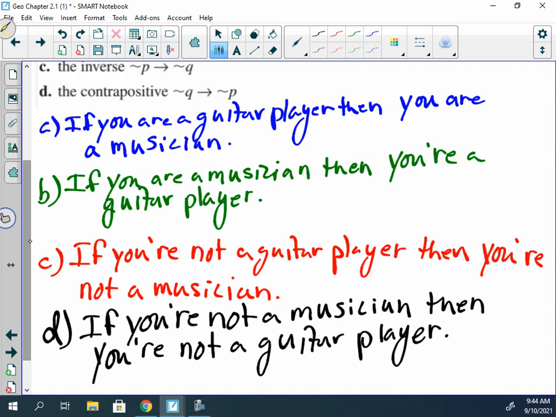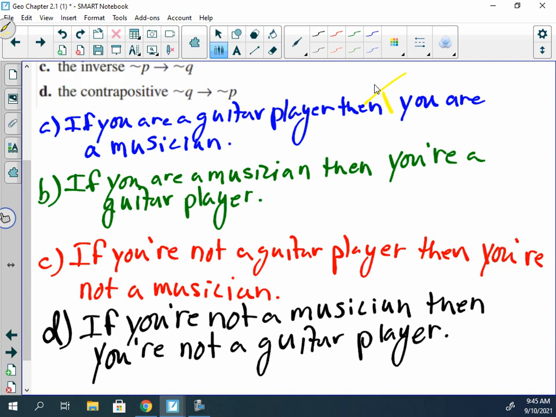So let's go back and look at true or false. If you're a guitar player, then you're a musician. Are guitar players musicians? So this here would be true. Because in the end, it doesn't matter how you write it, this is true, yes? Let's look at the next one. If you are a musician, then you are a guitar player.